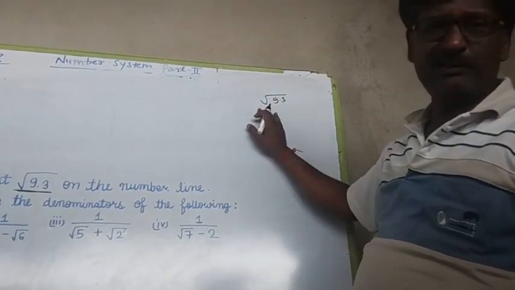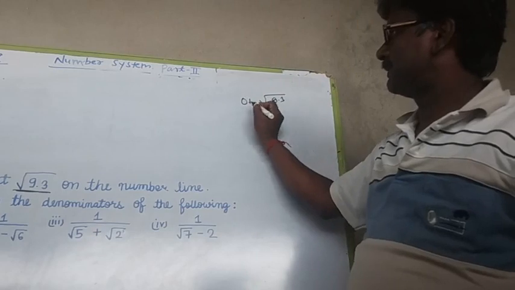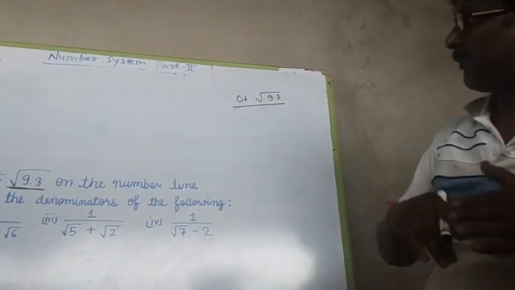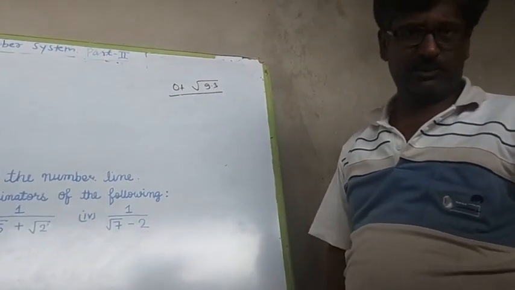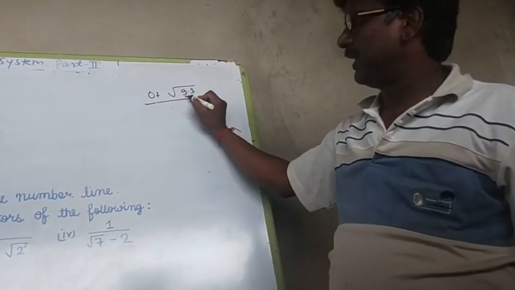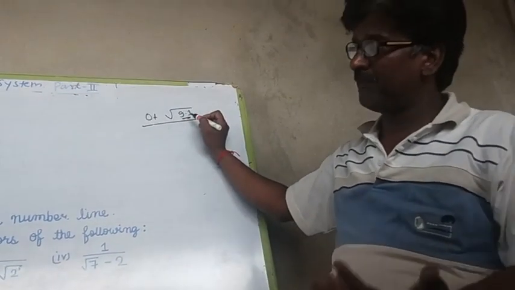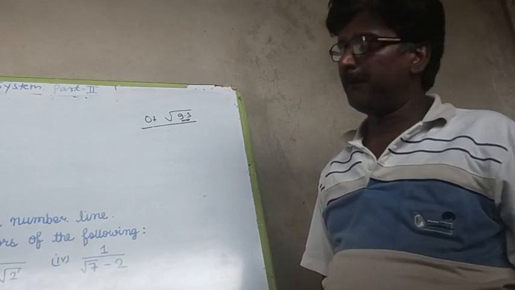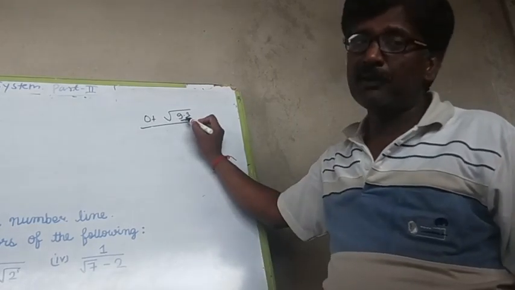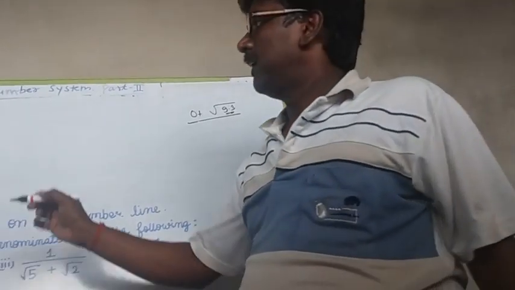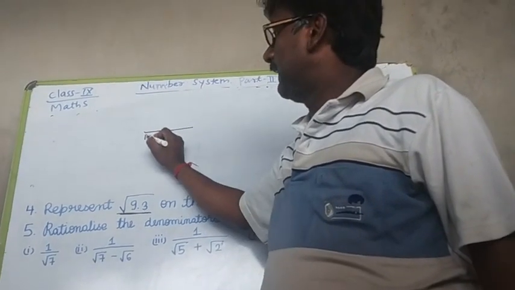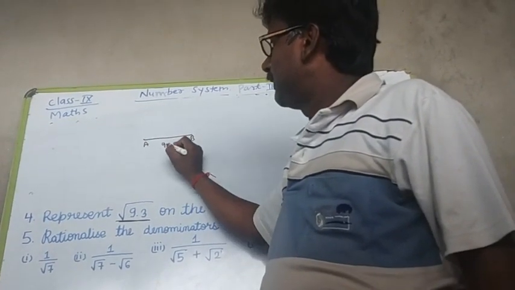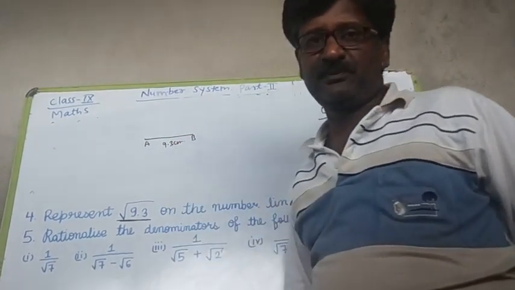The question is under root 9.3. What is added in this? Nothing, means 0 plus. So this can be written for better understanding as 0 plus. Which number is given under root? 9.3. Now we have to draw a line segment whose length must be equal to 9.3. So let me draw AB equal to 9.3 cm.